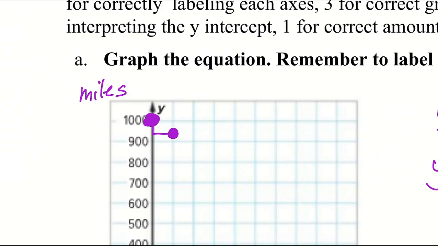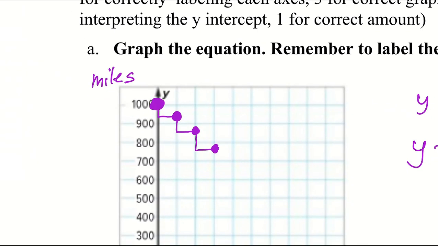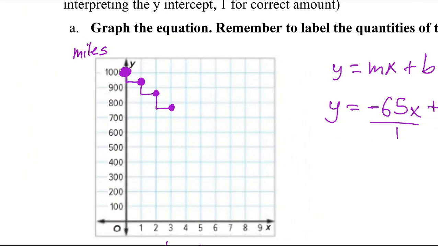So I went down 65, I went right 1. I'm going to go down 65, I think, and then right 1. I'm going to go down 65 again, maybe, and then right 1. Okay? So I hope that these are pretty lined up. They might not be, but that's okay. This problem is tough in terms of you don't know the exact locations of things. But I'd be okay with something like this.